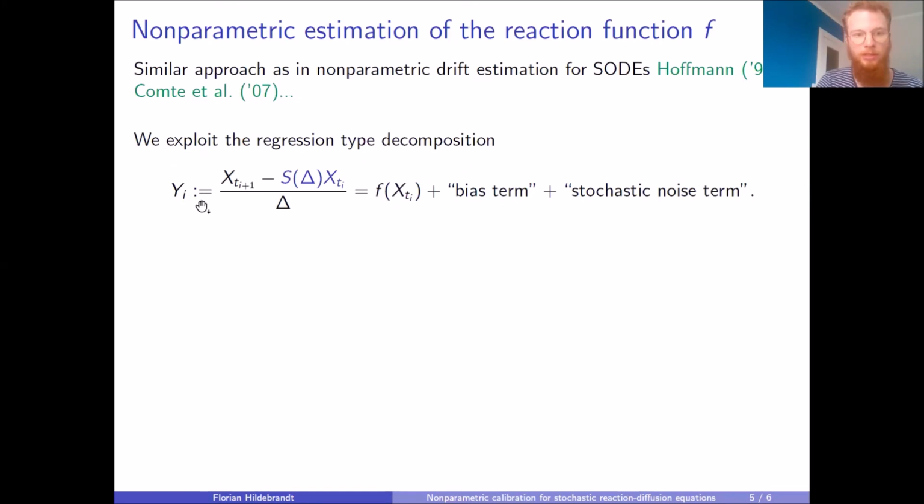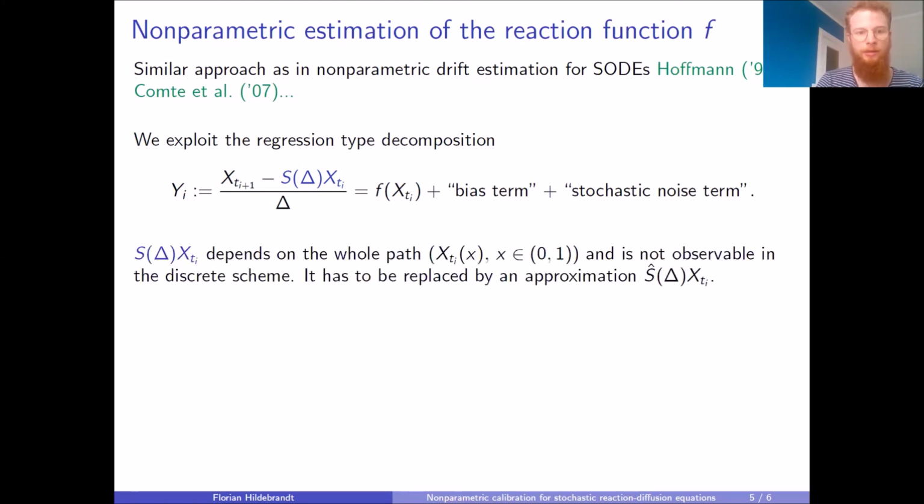As a response variable, we take the time increment of the process, which is corrected with respect to the semigroup. And then when you're doing an expansion of this object, you find that it looks like f at x_ti, plus a term that becomes small asymptotically, plus a term that can be interpreted as stochastic noise. So this is actually exactly what is also done in the finite dimensional setting, except there it is not necessary to correct with respect to a semigroup, but you can just use the usual time increments.